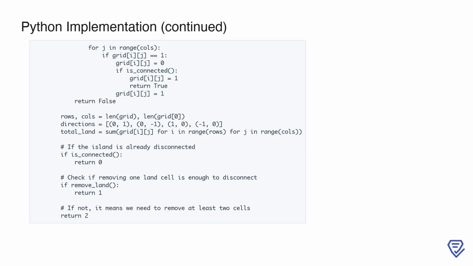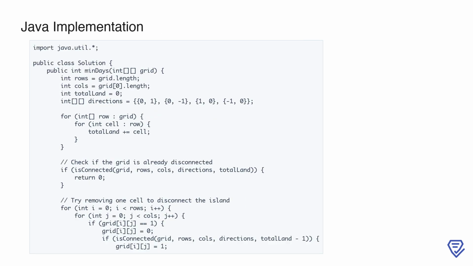Here, we begin implementing the solution in Java by first defining the structure of our program. We start with the minDays method, which takes a 2D grid representing the island as input. The grid is composed of 1s, which represent land, and 0s, which represent water. To begin, we calculate the number of rows and columns in the grid, and initialize totalLand to count the total number of land cells. We also define the directions array, which will help us navigate in 4 possible directions: up, down, left, and right. Next, we iterate through the grid to calculate the total number of land cells by summing up the values of all the grid elements.